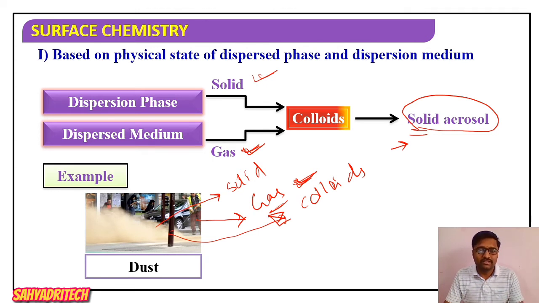Colloids are widely distributed. Well, down here remember, if the dispersed phase is solid and that of dispersion medium is gas, then such type of colloidal system is called, what is the name? Solid aerosol. Okay. Example, dust is a well-known example for solid aerosol.